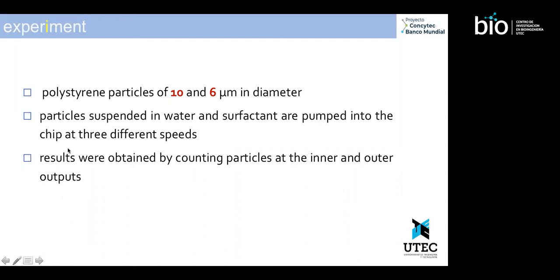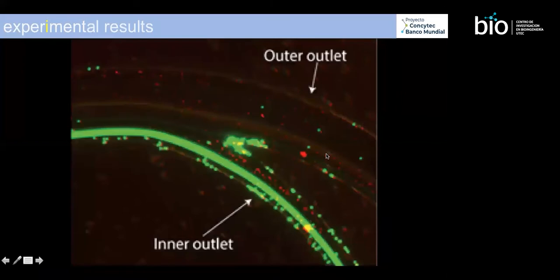So we get results by counting the particles to see at which output are which particles. So this is an image of our experiment at work. We can see the small red dots, which are the small particles flowing, and we have the green ones, which are the larger particles. Sometimes they get stuck to the chip. That's why you can see these dots here. But you can also see the flow.